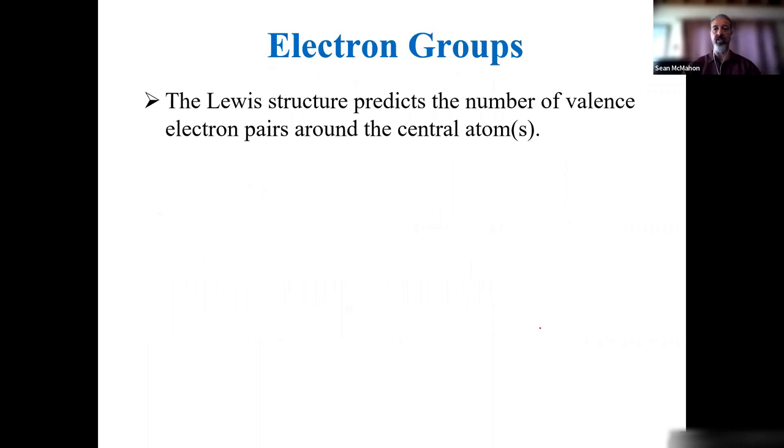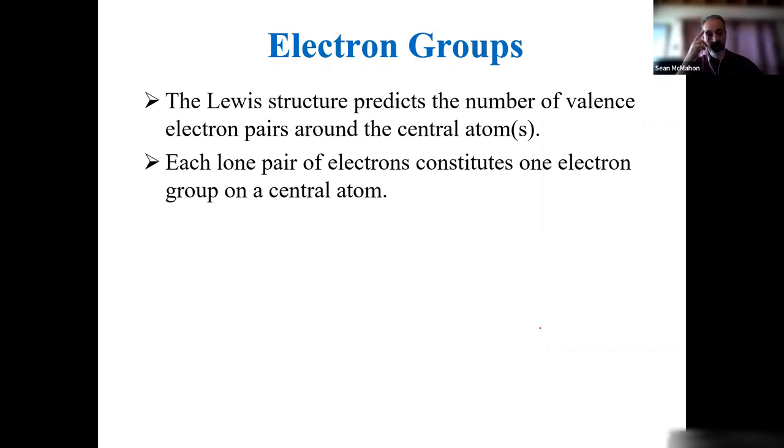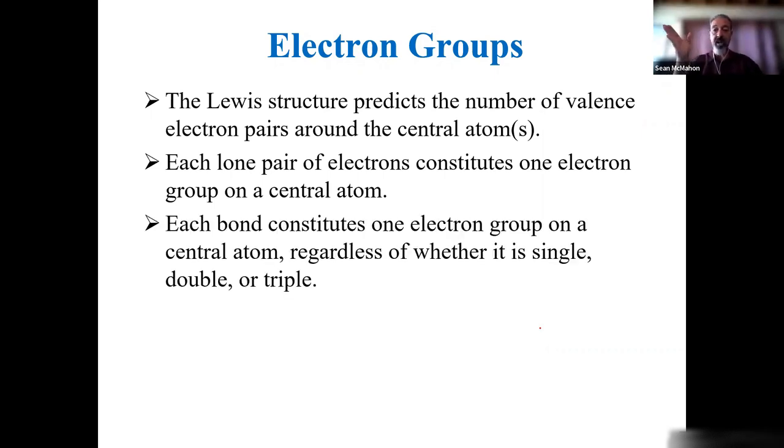So what can we use Lewis structure for? Well, once we draw the Lewis structure, we can look at the number of electron groups around a central atom to see how they're going to spread around that atom or that molecule to give it a shape. So each lone pair constitutes a group, and each bond, it doesn't matter if it's single, double, or triple, every bond is another group.